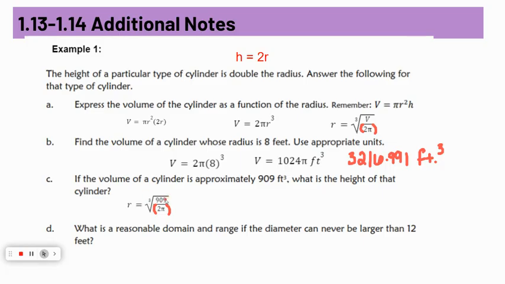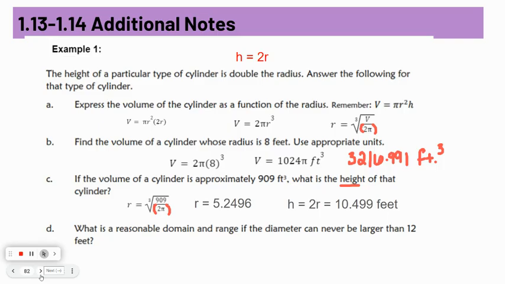Cube root of 909 divided by parentheses 2 pi. And I get an r of 5.2496. But this question asked me for what the height of the cylinder was. So for the height, we have to double that radius. So we get 10.499 feet.